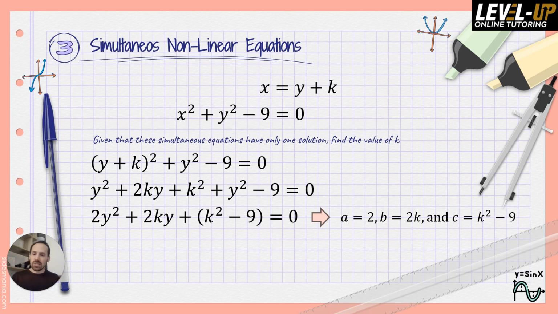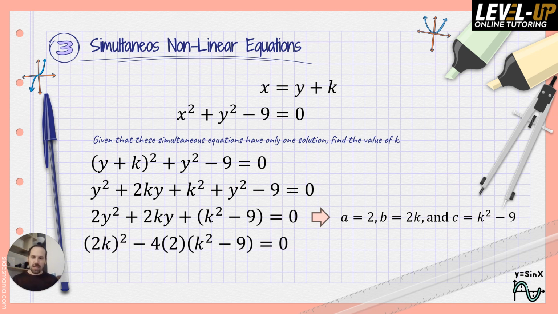It corresponds to the discriminant. So the key step there is that if these simultaneous equations only have one solution, then the discriminant of the quadratic that we have must be 0. And so the discriminant, which is b squared minus 4ac, must be 0.